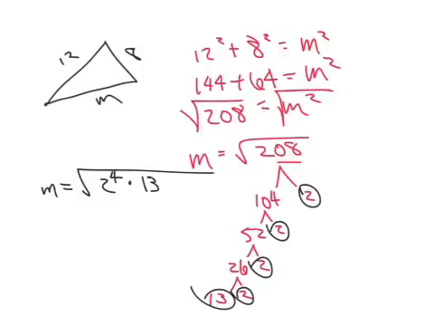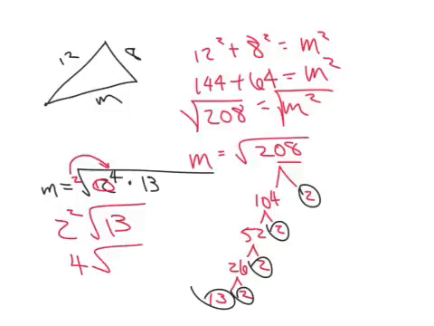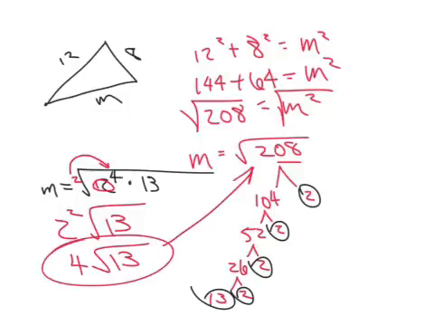Okay, and remember how to simplify these. There's an assumed 2 there. How many times does 2 go into 4? Twice. So I pull out 2 of the 2's, and I have none left over, so I have none left inside there. So 4 square root of 13 is the simplification of the square root of 208.